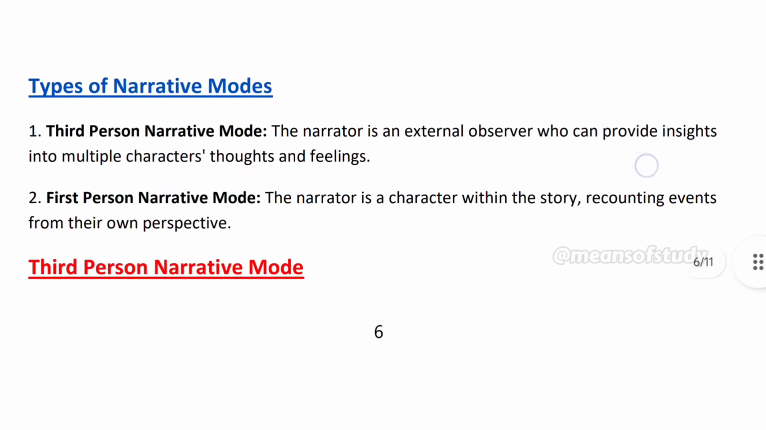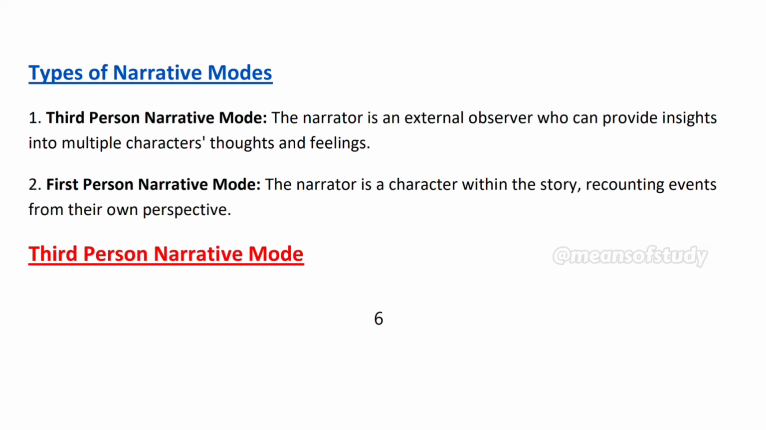Types of narrative modes. 1. Third-person narrative mode. The narrator is an external observer who can provide insights into multiple characters' thoughts and feelings. 2. First-person narrative mode. The narrator is a character within the story, recounting events from their own perspective.